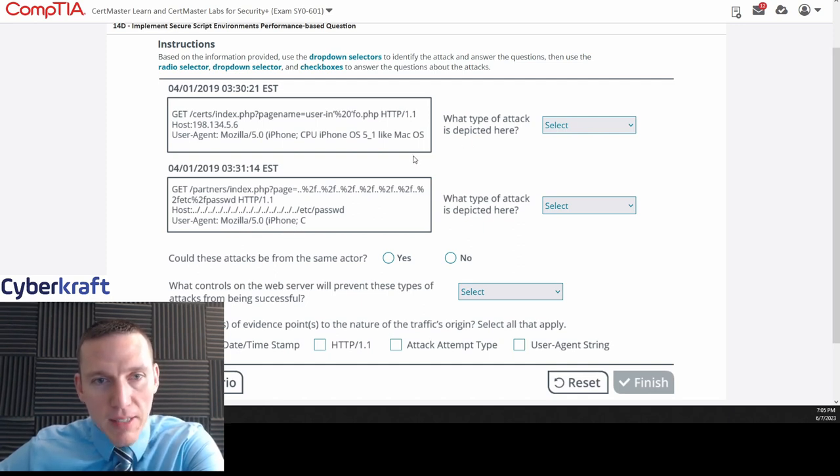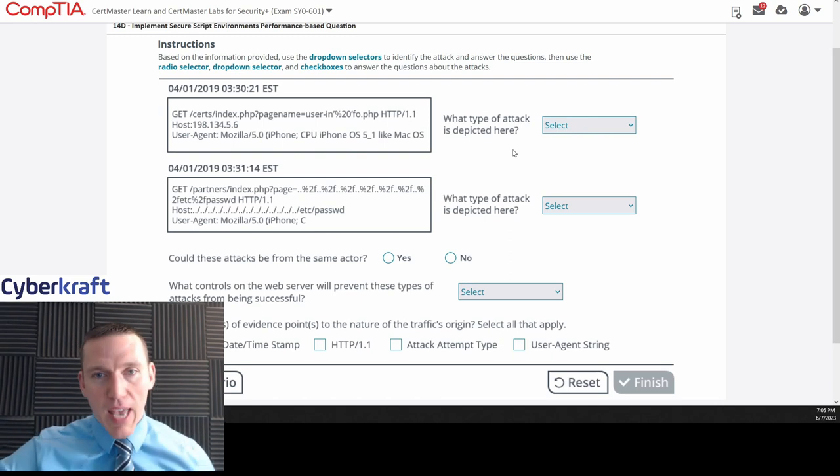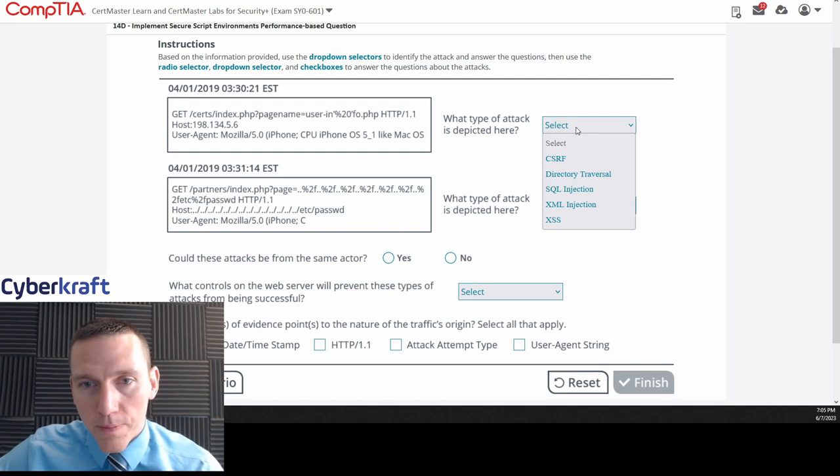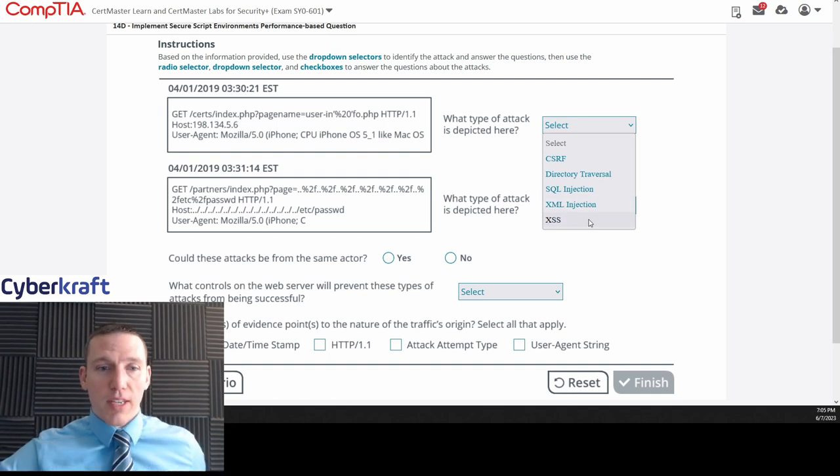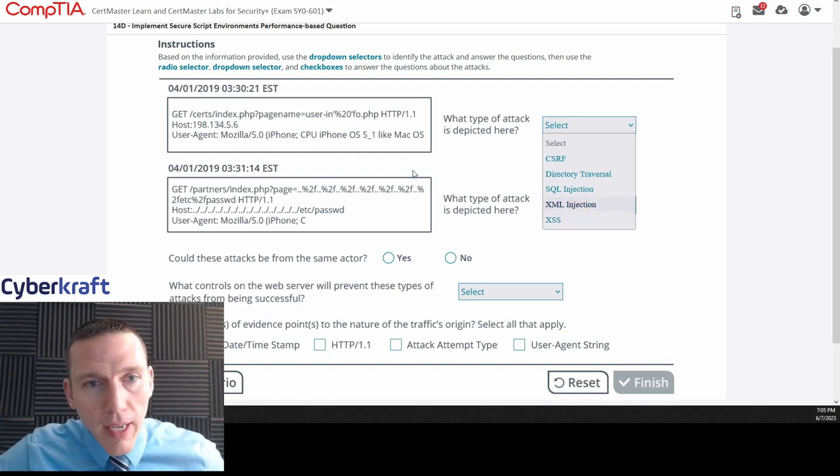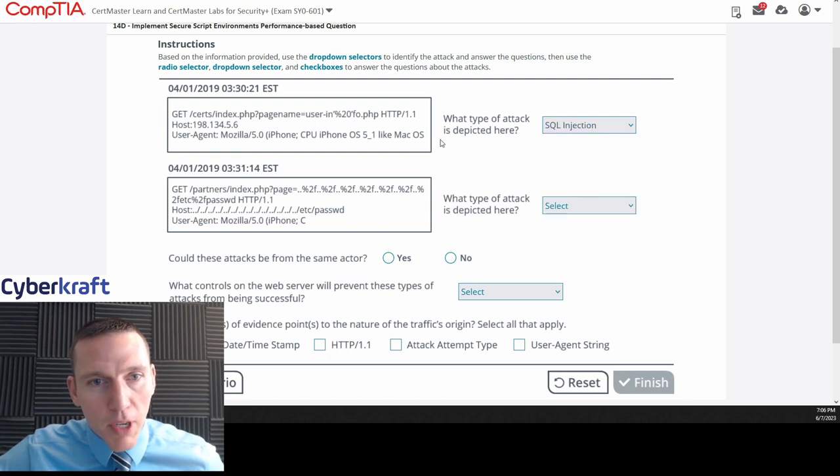Okay, what type of attack is depicted here? So we are looking at what type of attack this is. And let's see what the choices are for the first one. I would wager this is some sort of injection attack. So let's see what we have. Cross-site request forgery, directory traversal, SQL injection, XML injection, or cross-site scripting. Now this looks like, I would say, SQL injection. That's what I'm gonna go ahead and pick there.